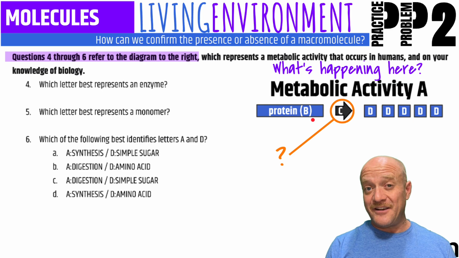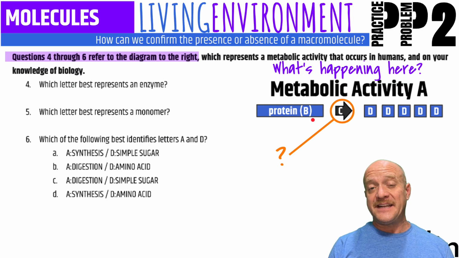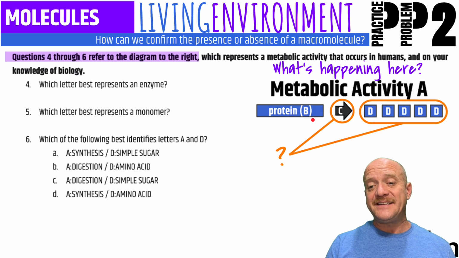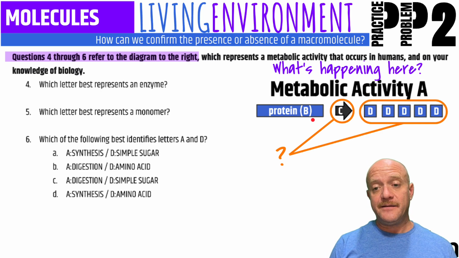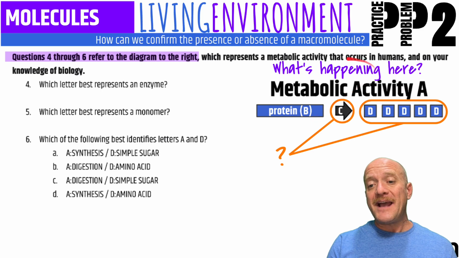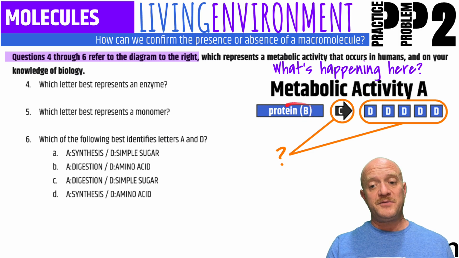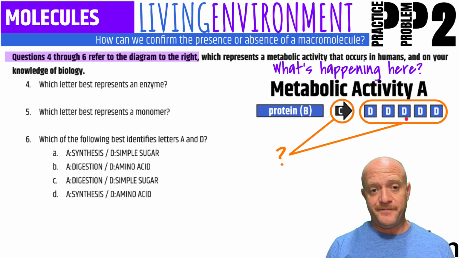Annotate what is letter C. Identify what is represented by that arrow. And finally, what is represented by letter D. So when I'm asking you to tell me what's happening here, describe in your own words what's happening between the protein and the beginning and the end of this reaction.